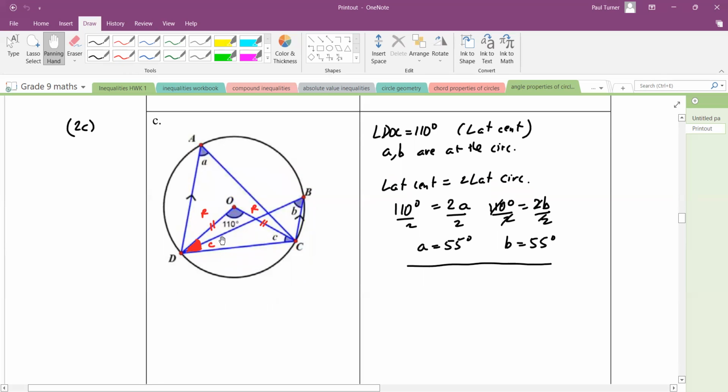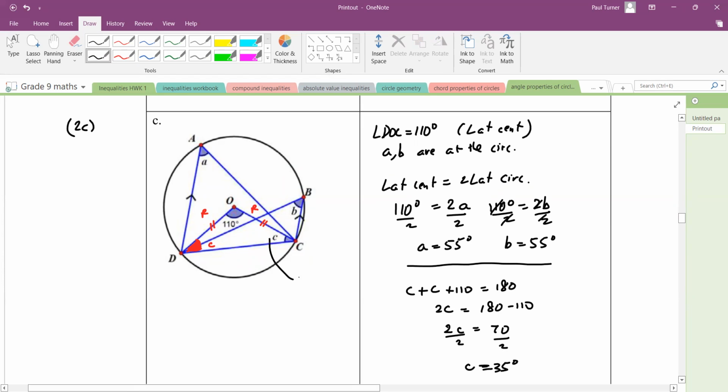So for that part, to find C, we can make an equation. So we'd have C plus C plus 110 equals 180. So 2C would equal 180 minus 110. 2C would be 70. Divide both sides by 2. You'll get C is 35 degrees. So this angle here, 35. And also that side is also 35. And when you add the 3 angles, you should get 180.